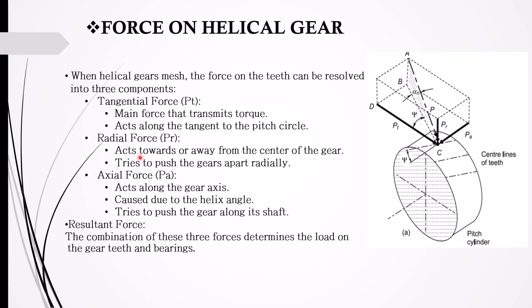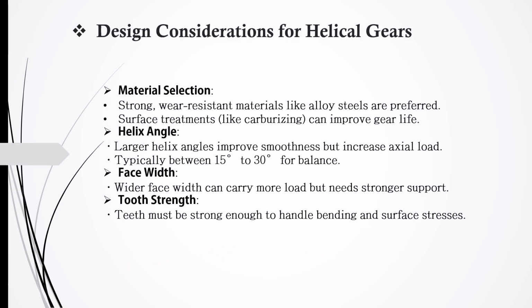Then radial force acts toward or away from the center of the gear, means it can push toward the gear or away from the gear, which is here PR. Then axial force acts along gear axis, which is here PA, which acts along gear axis caused due to helix angle and tries to push gear along its shaft. The combination of these three forces determine the resultant force.